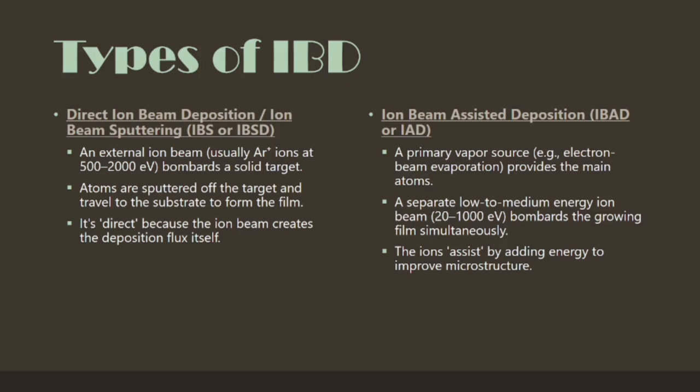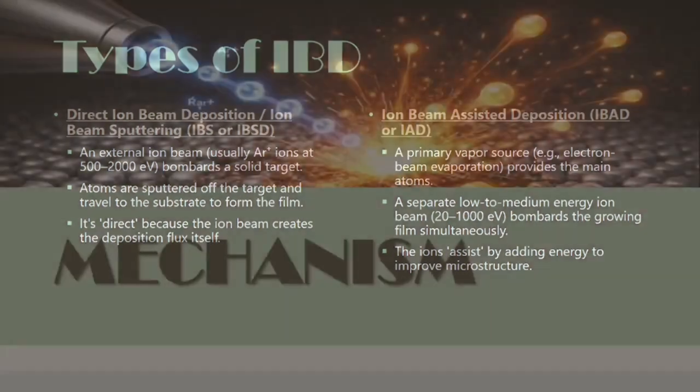In ion beam assisted deposition, we use one more ion gun to make the thin film spread smoothly over the entire surface. That's ion beam assisted deposition. Now let's learn in detail how this actually works physically.